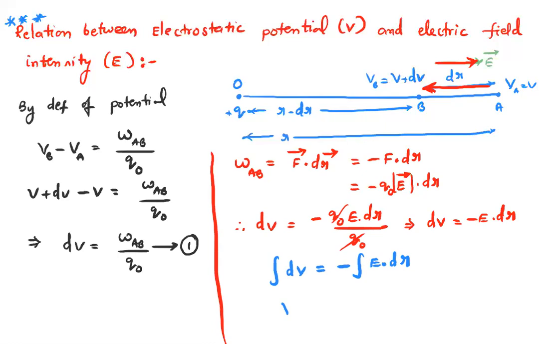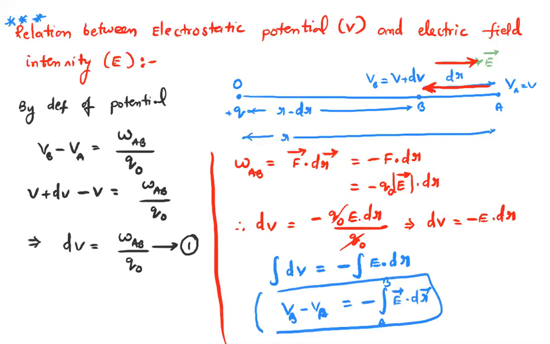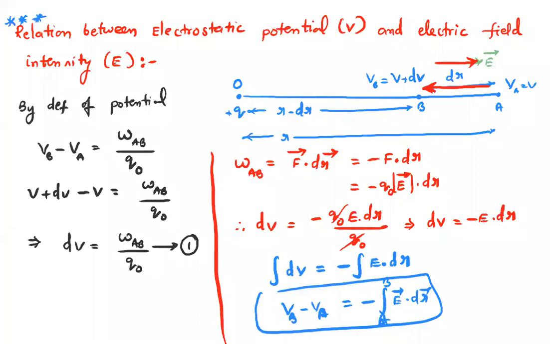That is, VB minus VA between any two points is equal to minus the integral from A to B of E dot dr. This is the relation in vector notation. In scalar form, suppose the distance between the two points is d, then V equals E times d, where d is the separation between the two points and E is the electric field between them. In the case of a uniform electric field, the potential difference between the two points is V equals E d.